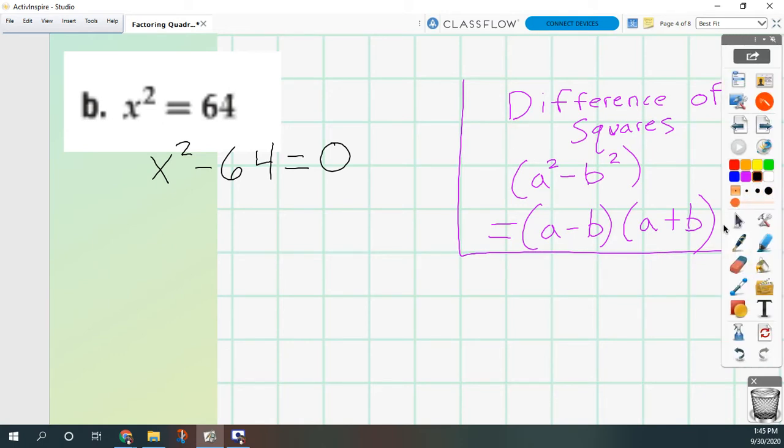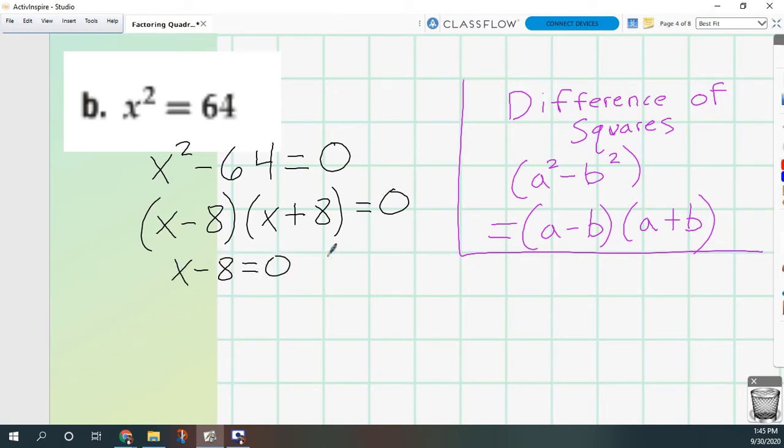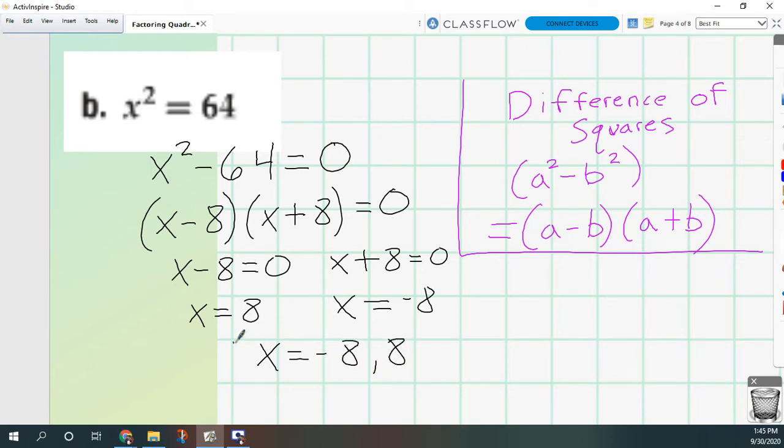So in this case, I have an x squared and a 64. Well, the square root of x squared is just x, and the square root of 64 is 8. So I need to subtract those two and then add those two. Now, once we have it separated into two separate factors, we can set each of those equal to 0 separately. And then we have nice, easy linear equations that we should be able to solve. So we get that x equals -8 and +8.